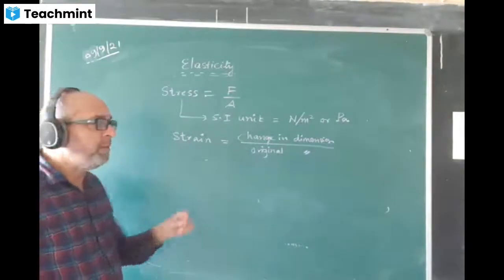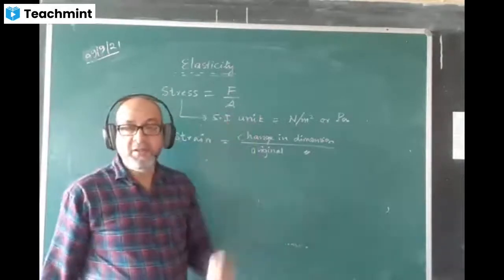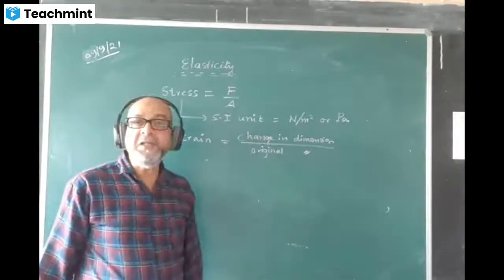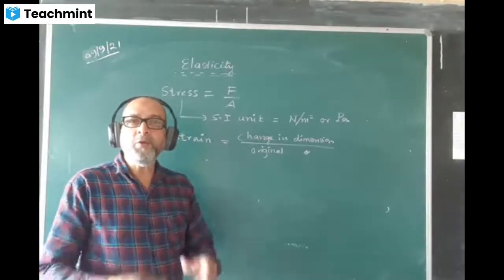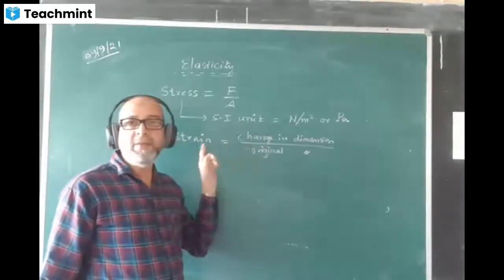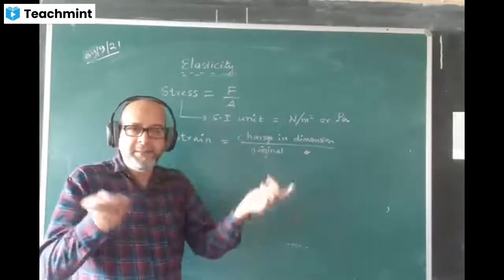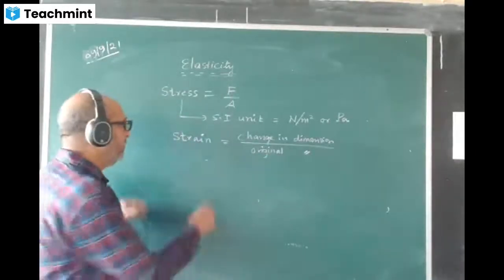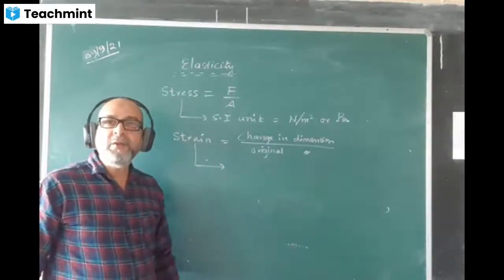Suppose I give one example. Suppose length of a body was 1 meter. Once we stretch it, the length becomes 1.2 meter. How much is the change in dimension taking place? 0.2 meter. The 0.2 meter out of what was the original value? 1 meter. So 0.2 divided by 1, that will be the value of strain. This change in dimension per original dimension is called strain. What is the unit of strain? Can you guess what will be the unit of strain?